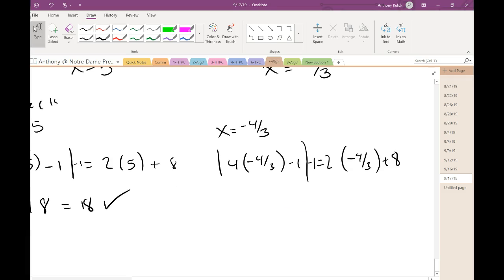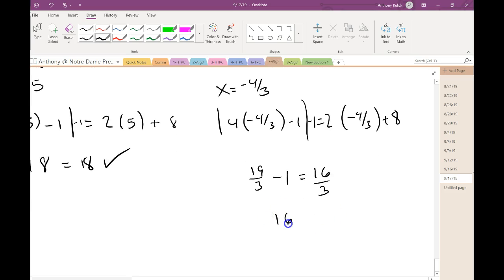You are right. Okay. So 4 times -4/3 is -16/3 minus 1 is -19/3. The absolute value is +19/3. 2 times -4/3 is -8/3. Plus 8 is the same thing as +24/3. That gives me 16/3. And then 19/3 minus 3/3 is 16/3. And that does work. I bulldozed through that because you could certainly just type this whole thing in your calculator and see if the two sides are equal, right?